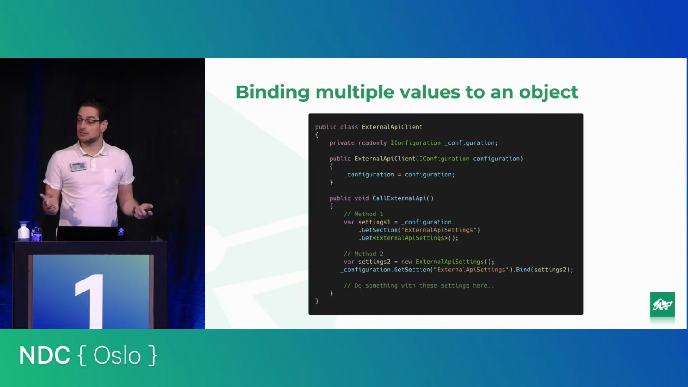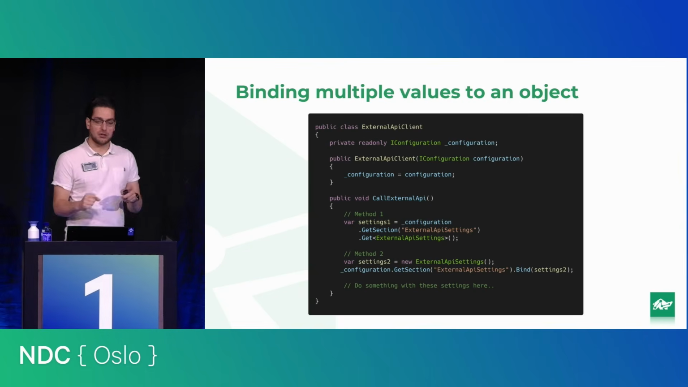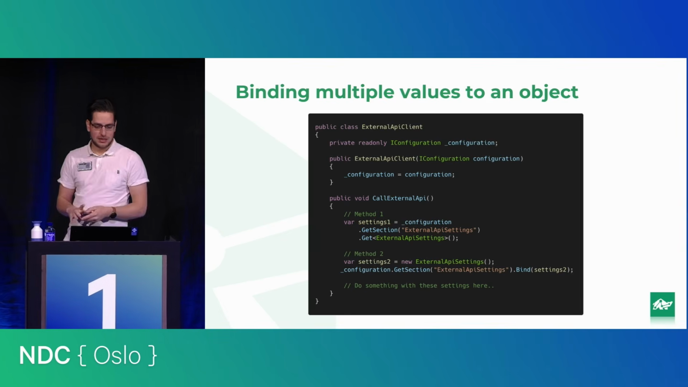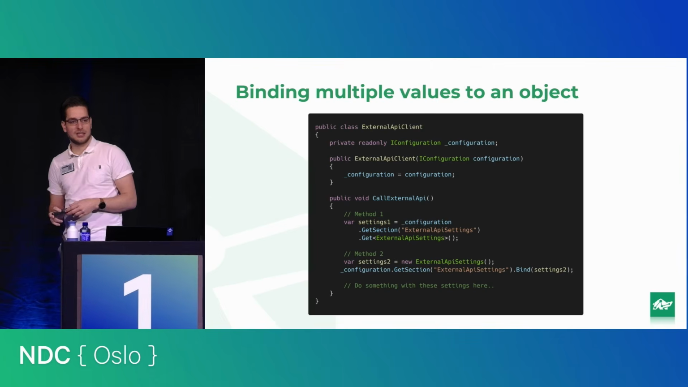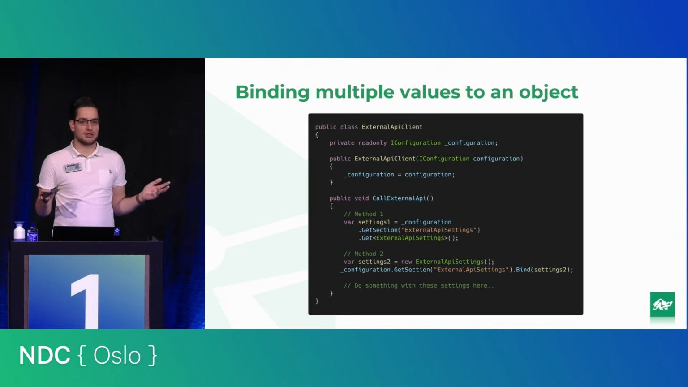Maybe you already have an instance of such a class, and you want to reuse it or you want to enrich it. So you can also say .Bind and pass in an existing instance and reuse it as well. And now we can do something with these settings. Is there anyone here that sees some problems with this approach?